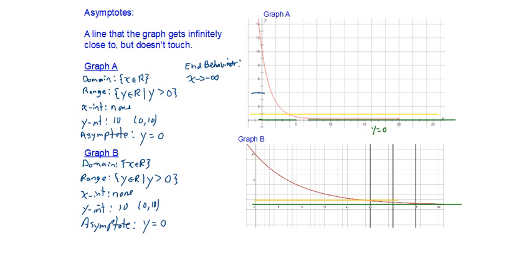So as x approaches negative infinity, so we're going to move from right to left here, the y value is going towards positive infinity. And as x approaches positive infinity, that's way out here, what's happening to the y value? Well, in this case, the y value is getting closer and closer to that asymptote, which is 0. So as x approaches positive infinity, y is approaching 0. And that's true for both of these graphs. So the end behaviors here would be the same. All right, there's your quick rundown of characteristics of exponential functions.